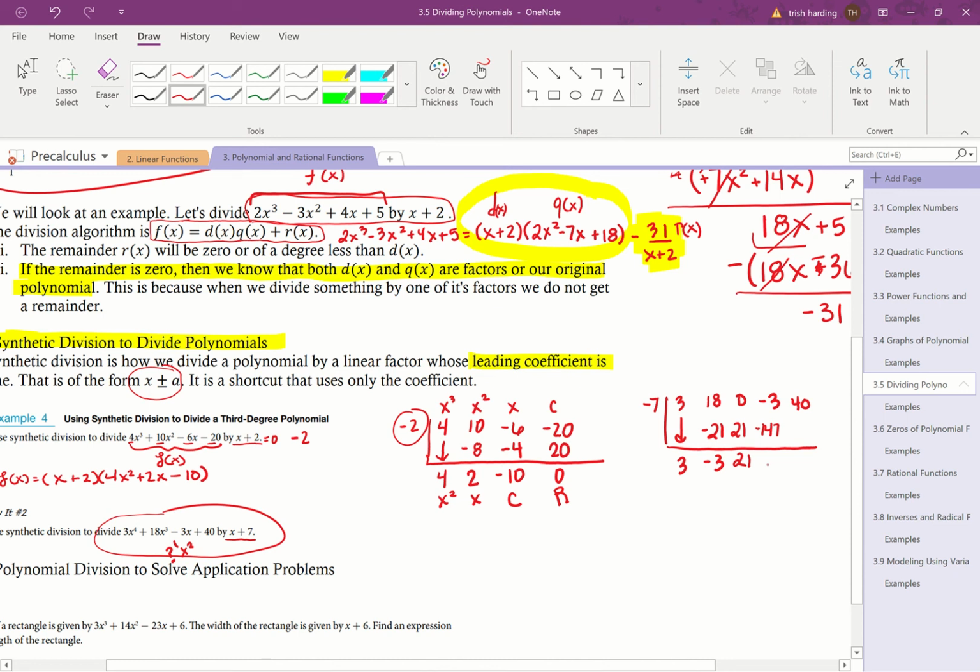This is negative 150. And man, negative 150 times negative 7. That one I'm going to actually pull out my calculator. And that is positive 1050. And that gives us 1090.